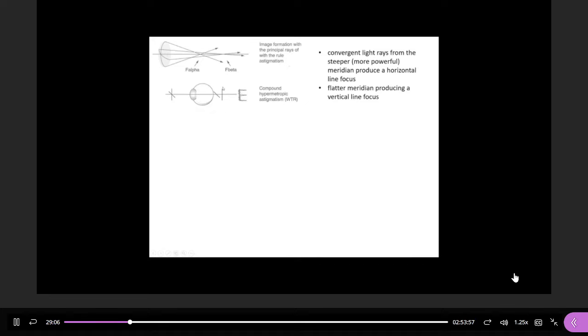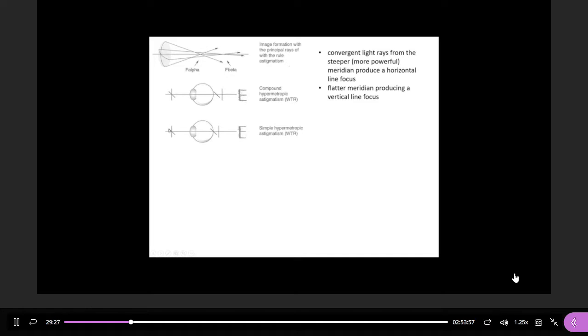The vertical has more power. What is the axis? The axis is 180, horizontal. So that means it's with the rule, because in the vertical they have more blur. You can see in the vertical, they have more blur than the horizontal.